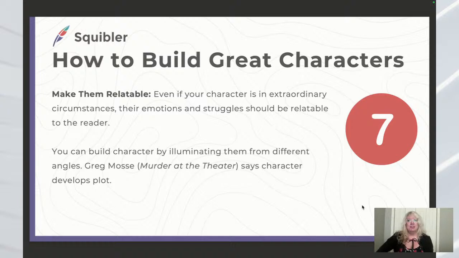You can build your character also by illuminating them from different angles. Greg Moss says character develops the plot. A lot of people think the plot comes first, but he thinks that the character is what really pushes the plot forward. So that's something to consider too. It may be important if you have a character-driven story to build on that organically.